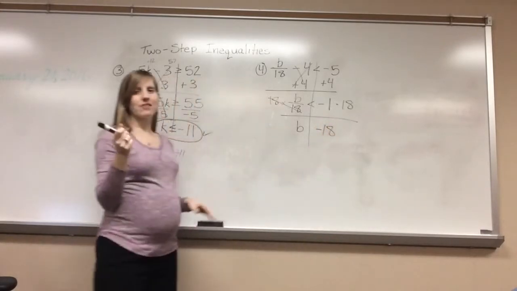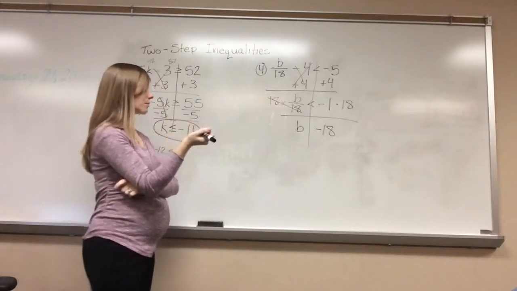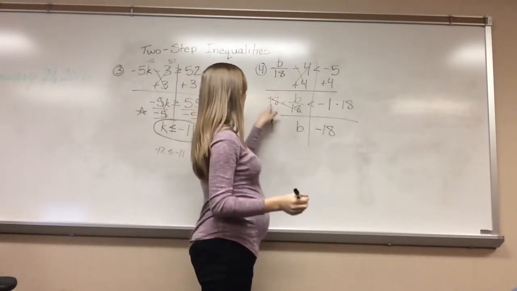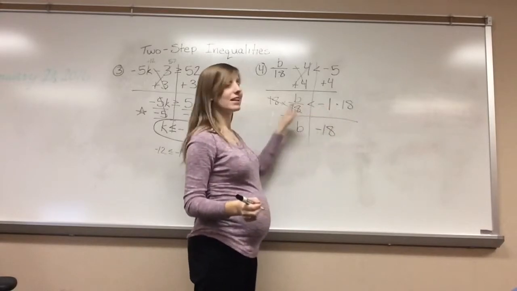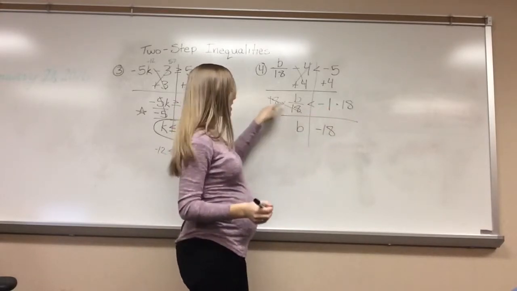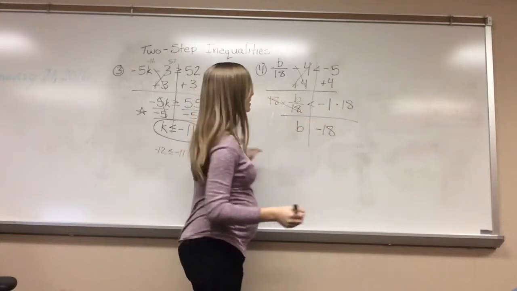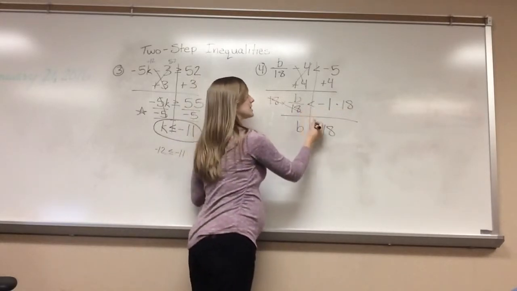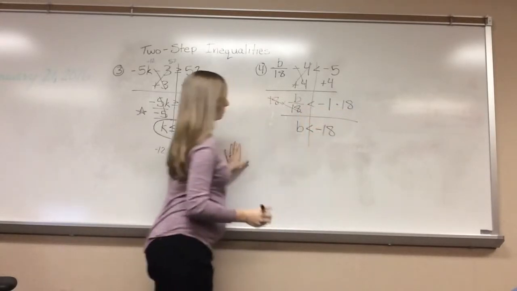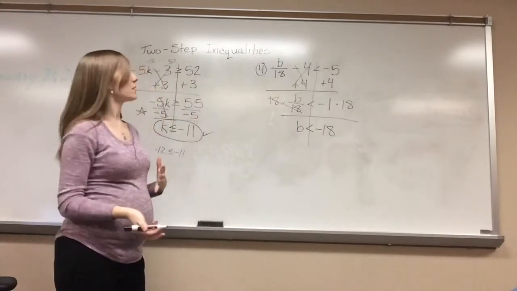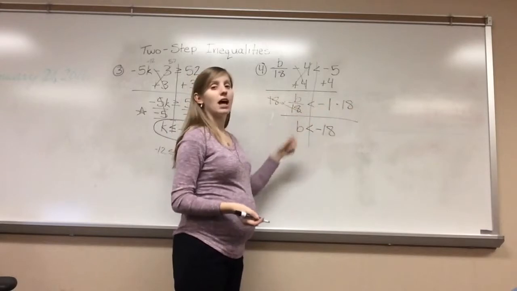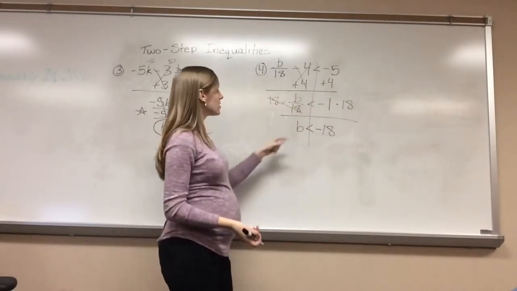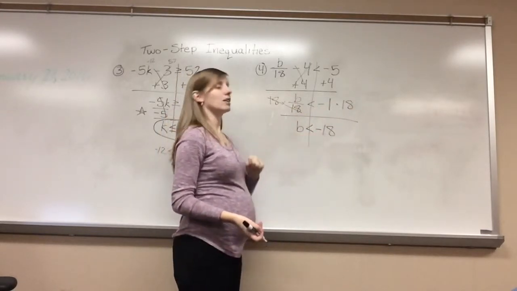And now to determine if I'm supposed to flip or not to flip. I multiplied both sides by a positive amount. Now true, this side has a negative, but this one doesn't. They both have the positive 18 on both sides. So that means my inequality stays the same. It's going to remain less than because I did not multiply both sides by a negative amount. I multiplied them both by a positive. So b is less than negative 18 would be my answer.